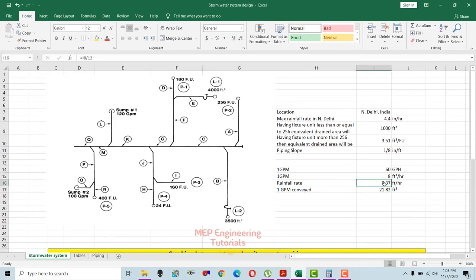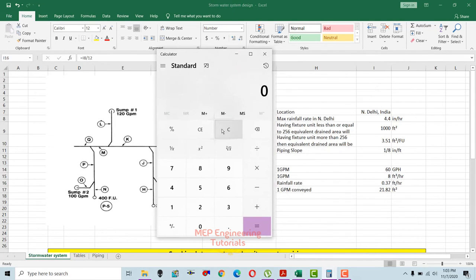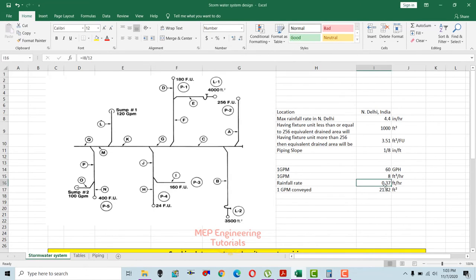If you want to convert inches to feet, simply divide 4.4 by 12. You will get 0.37 feet per hour. Now we want to get how much GPM will be conveyed from the surface, because here we have a GPM also. So the GPM conveyed from the surface should be converted to an equivalent drained area. That's why we are converting this.